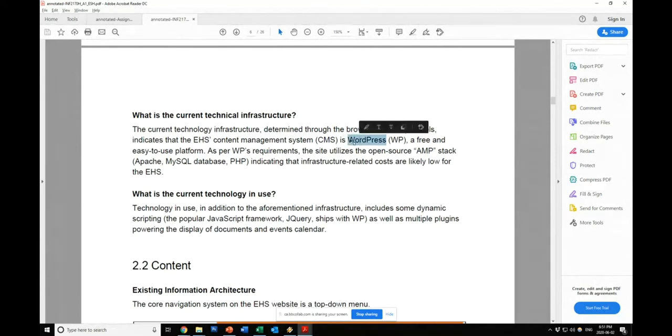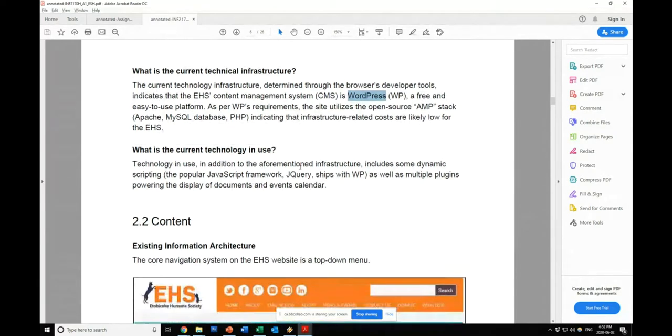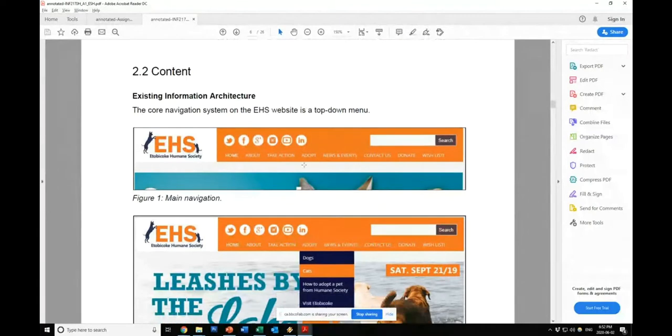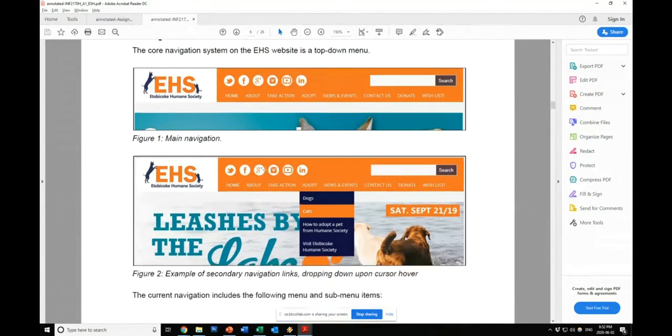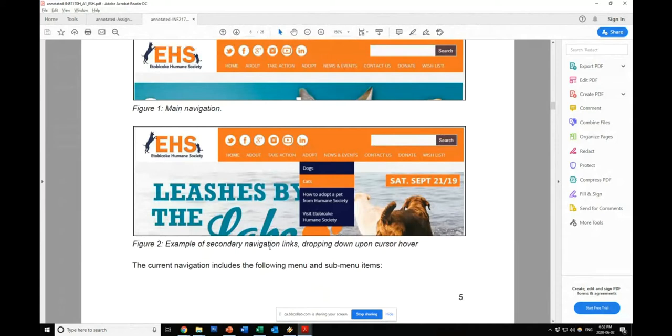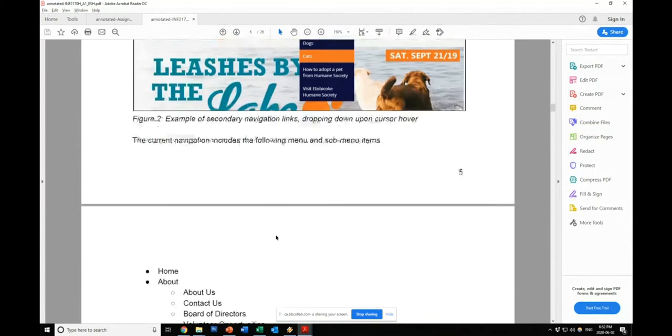So in fact, WordPress, and then they're using an open source AMP stack, citing Apache, MySQL, and PHP. So yeah, and then this is all freely available software. So infrastructure costs are relatively low in this particular case. And then they go on to look at the individual content. Again, this is what I'm asking you to do, hopefully tonight, but definitely for the actual project. In this case, they're showing the main navigation on the website, and then an example of secondary nav links, and the type of behavior that happens in this particular case.